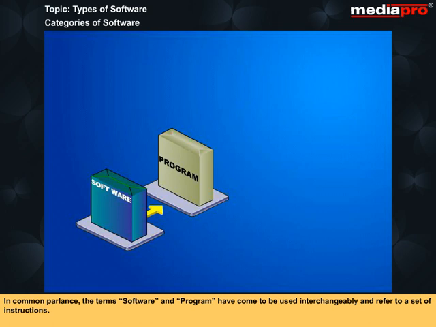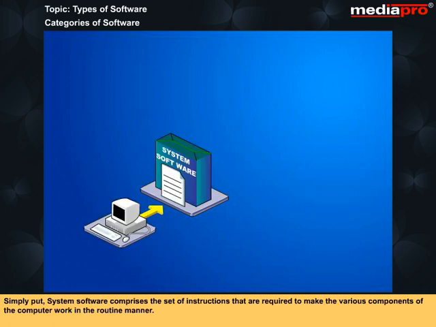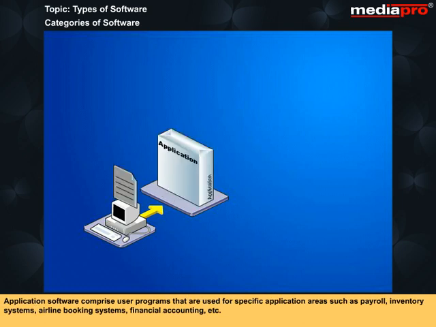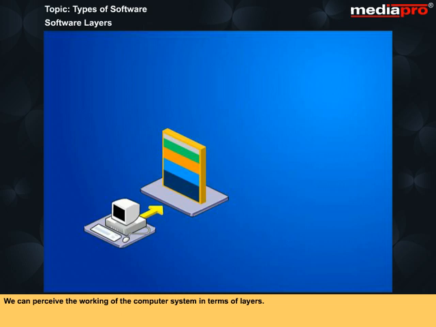a set of instructions. Simply put, system software comprises the set of instructions that are required to make the various components of the computer work in the routine manner. Application software comprise user programs that are used for specific application areas such as payroll, inventory systems, airline booking systems, financial accounting, etc. We can perceive the working of the computer system in terms of layers.